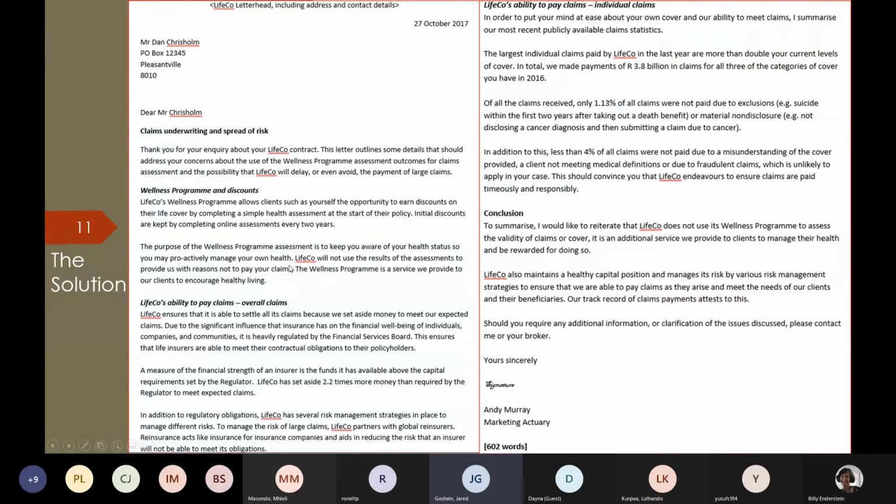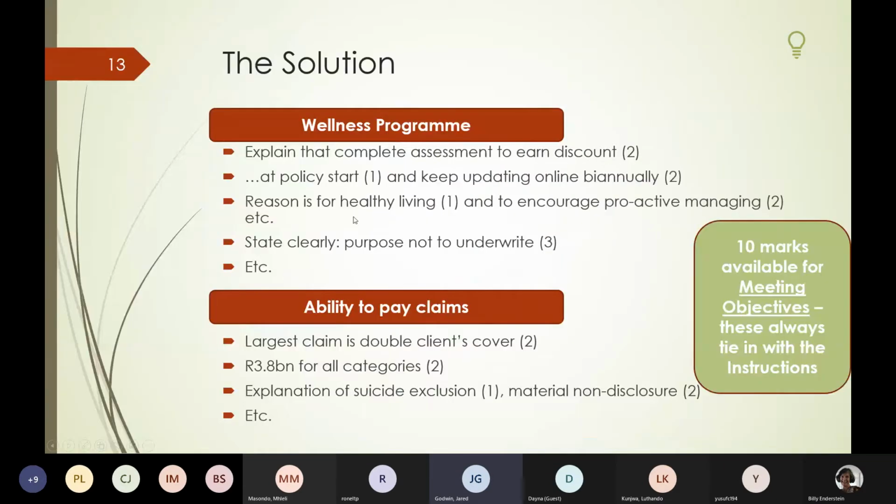It's that the purpose is not underwriting. So you don't have to say it exactly like that, but you're tackling that point, and I give you your 3 marks. It's to encourage healthy living. That was 1 mark. So do you see how this paragraph here in my marking sheet is sort of talking to these points here, and that's where you get these marks.